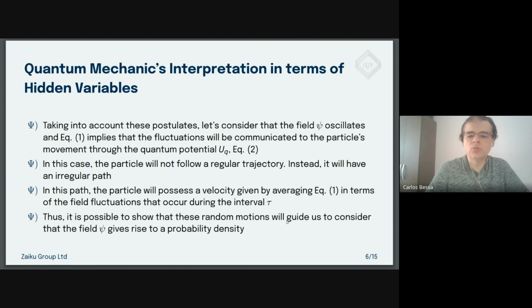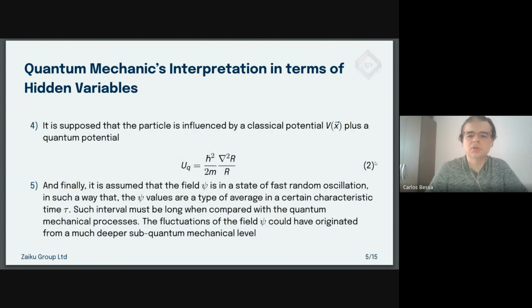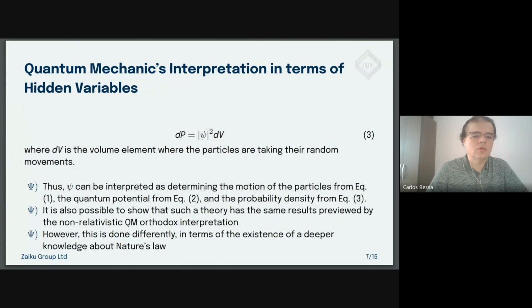Thus, it's possible to show that these random motions will lead us to consider that the field psi gives rise to the probability density given by this expression, where dV is the volume element where the particles are taking the random movements. Thus, psi can be interpreted as determining the motion of the particles from equation 1, the quantum potential, equation 2, and the probability density, equation 3. So in some sense, the field psi is involved in all the extra parameters in this interpretation.